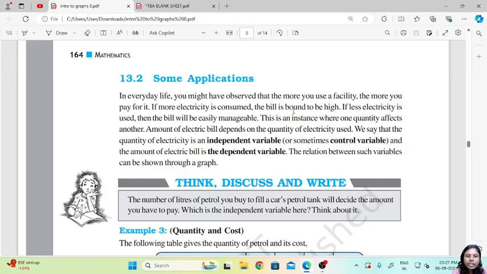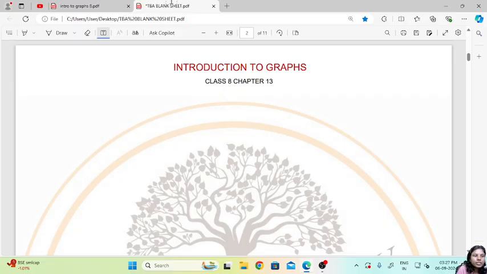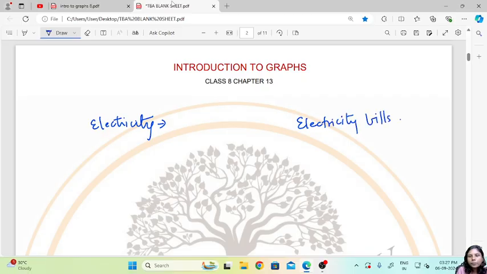If we look at everyday life, what we observe is that the facility we use has some kind of amount or charges that we have to pay. For example, if we talk about electricity, for this usage what we have to pay is the electricity bill. In this case, if we use more electricity, the bill will be more. So these are two dependent variables.